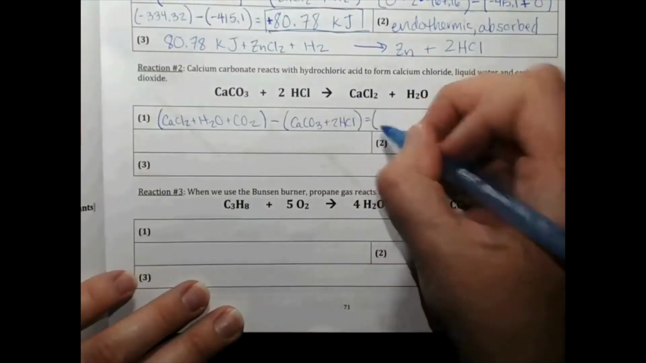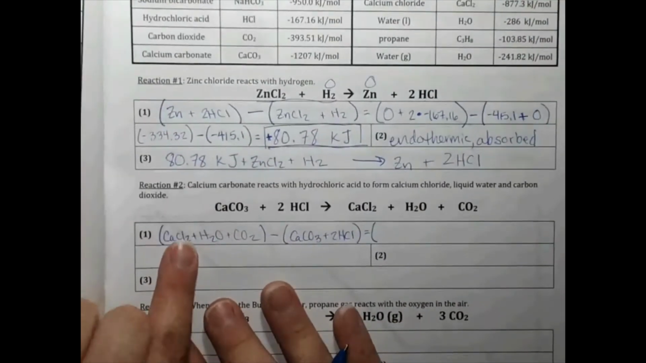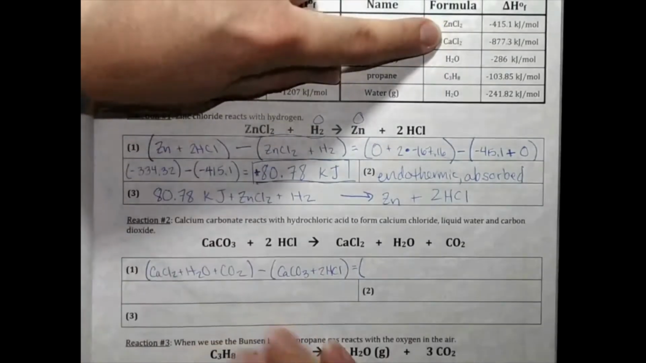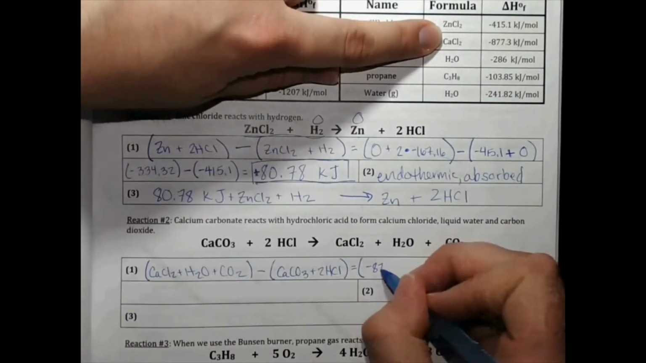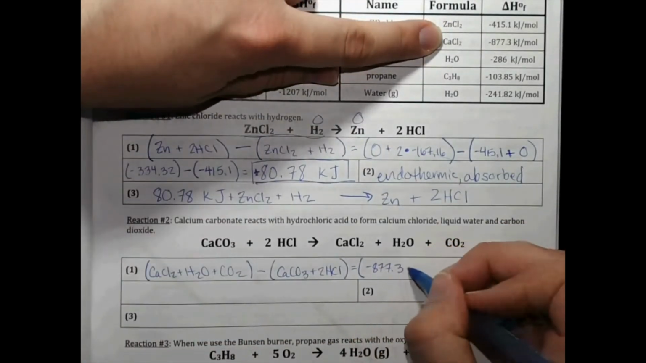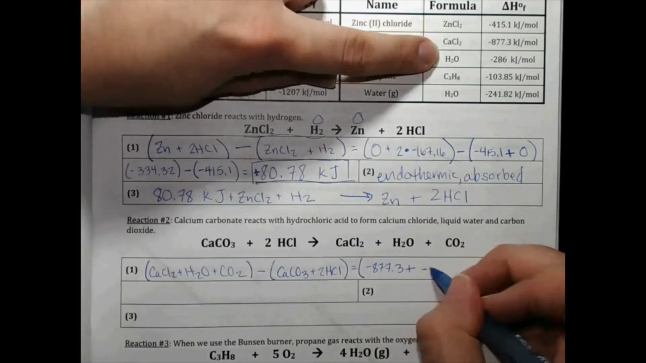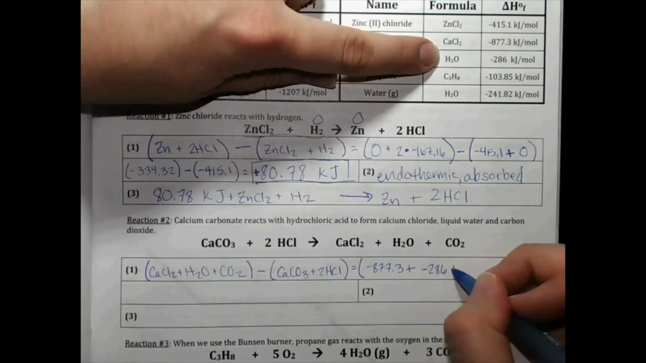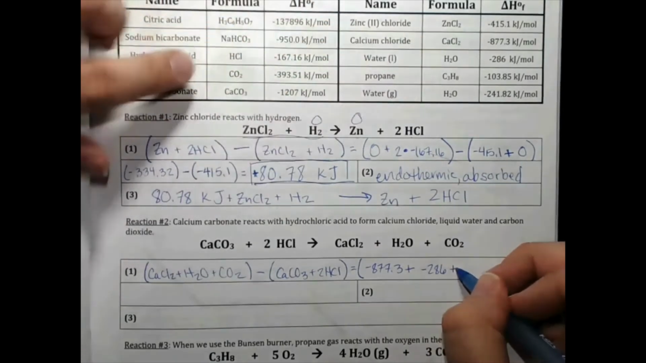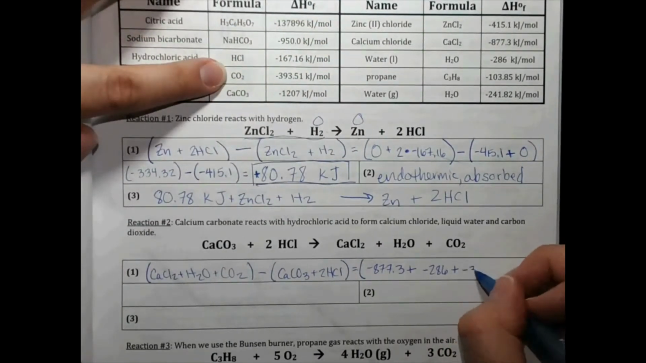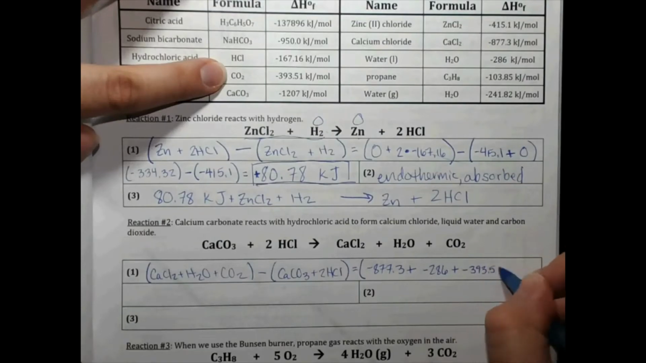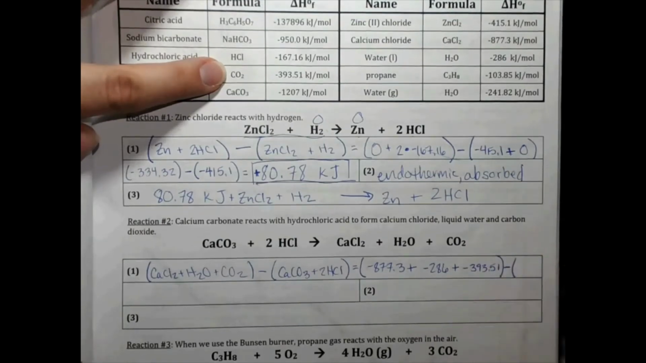So if I go plug stuff in for that, the CaCl2 in my chart is negative 877.3. That's got to be plus water, which in my chart is negative 286, plus CO2, which in my chart is negative 393.51. I am running out of room. I should have written smaller.